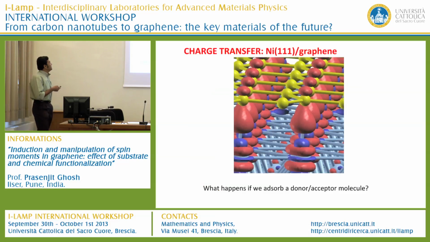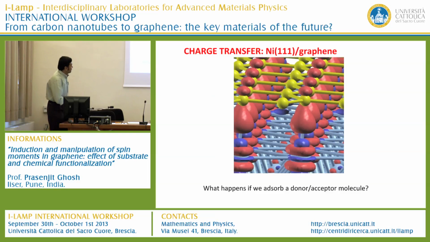Now if we revisit the total charge transfer, as I mentioned earlier, there is an accumulation of extra electrons on the top carbon atoms, and there is a depletion of electrons in the FCC carbon atoms. So then we thought, what happens if we adsorb a donor or acceptor molecule on these surfaces? We took the simplest one, a hydrogen atom. It has one s electron which it can easily donate.